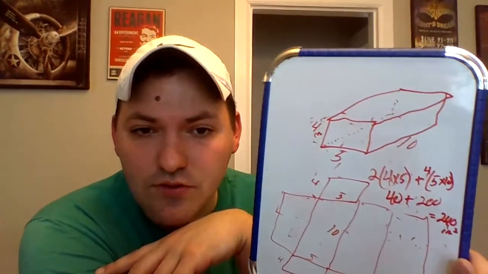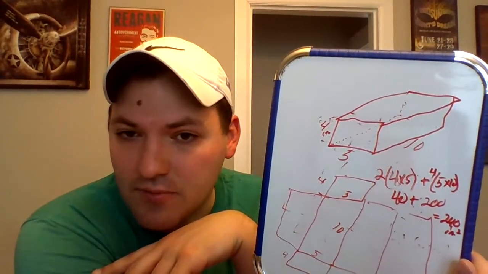So this is how you do a rectangular prism, okay? What happens when we have a triangular prism, okay? Well, what we do is we are going to draw our triangular prism. So I put a triangle as my base, and I go up.